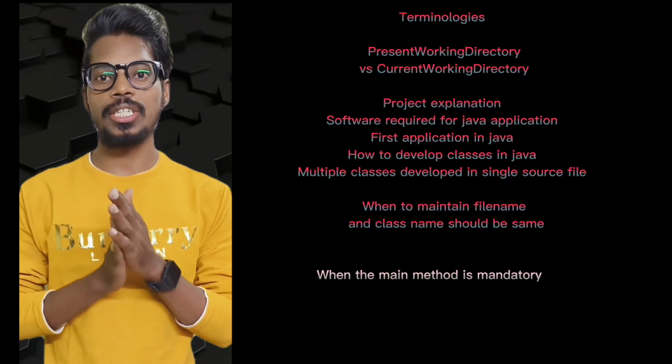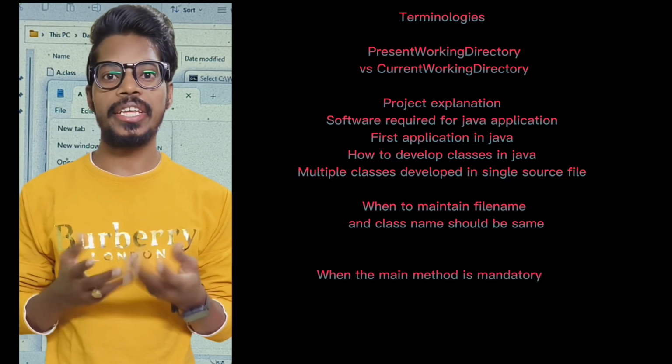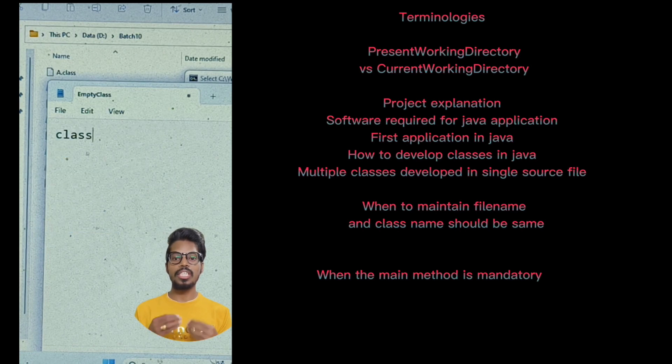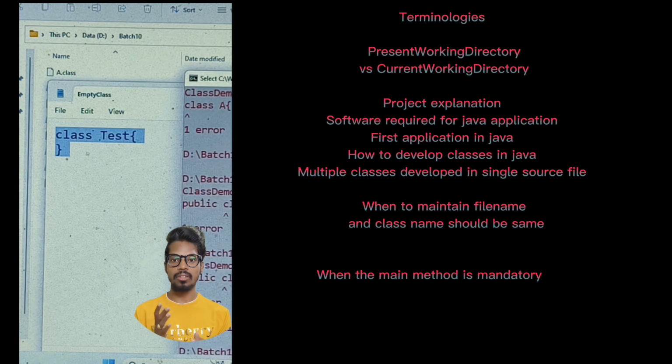When it comes to this application, is the main method mandatory at the time of execution or at the time of compilation? An empty file also we can happily compile, there is no doubt, guys. So at the time of execution, the JVM software is responsible to check whether the main method is present in the Java class or not.